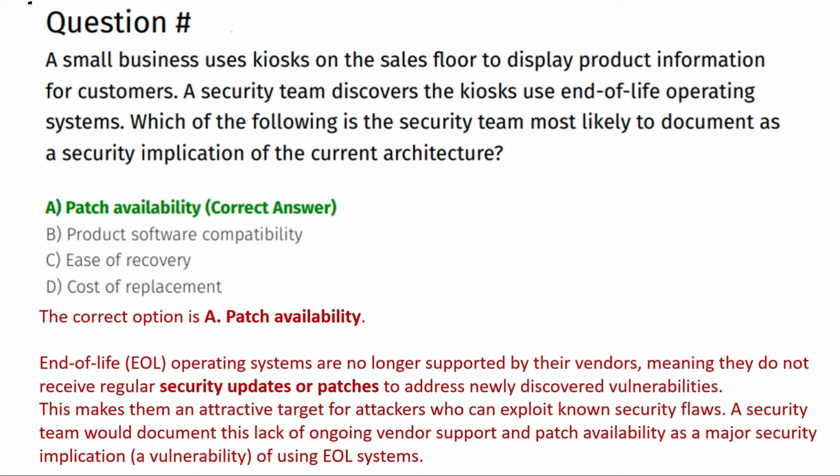So end-of-life operating systems are no longer supported by their vendors, meaning they do not receive regular security updates or patches to address newly discovered vulnerabilities. This makes them an attractive target for attackers who can exploit known security flaws. A security team would document this lack of ongoing vendor support and patch availability as a major security implication or vulnerability of using end-of-life systems. So that's why the correct answer for this question is option A, patch availability.